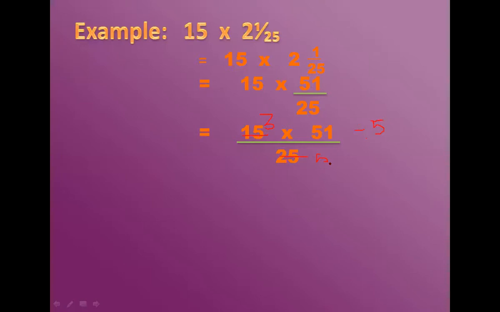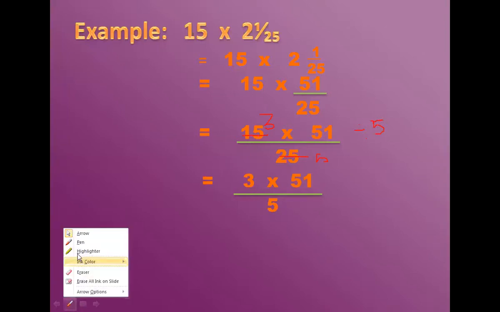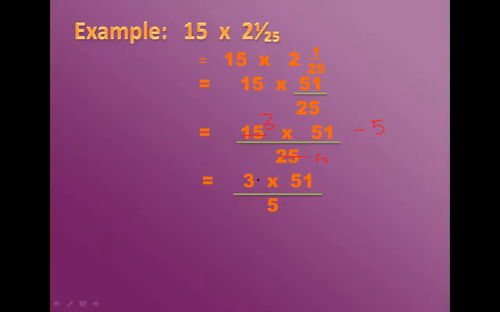I am going to write the quotient here. So what I will get here, my quotients are 3 and 5, and my numerator will remain the same, 51, because I cannot divide 51 by 5. Most of the students sometimes mistakenly think that you can reduce 3 by 51. No, you cannot reduce 3 by 51, because in between 3 and 51 you have a sign of multiplication.